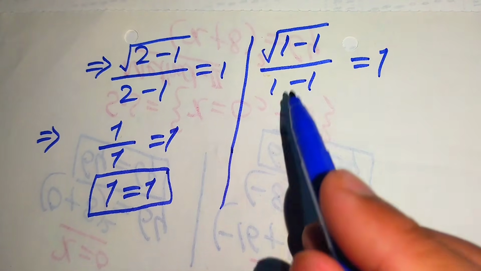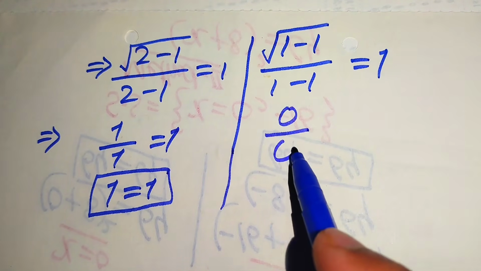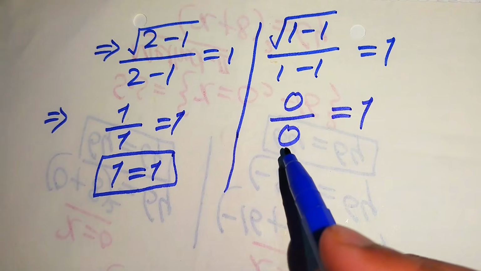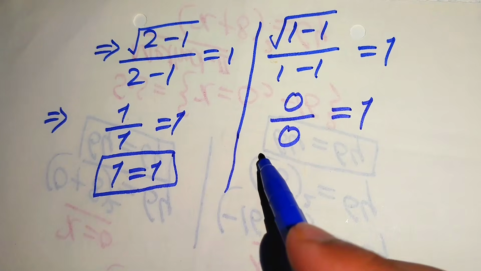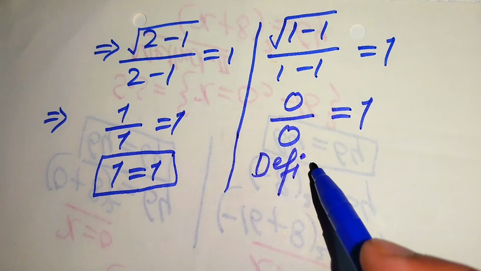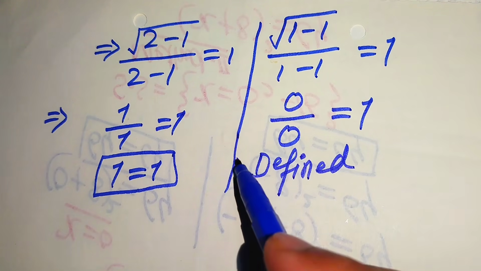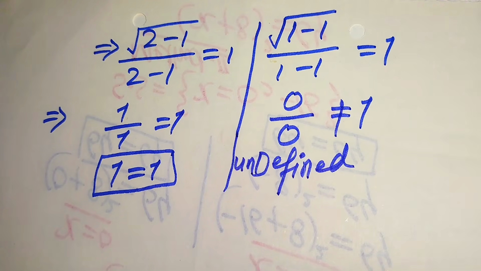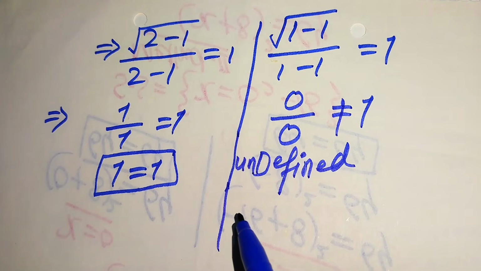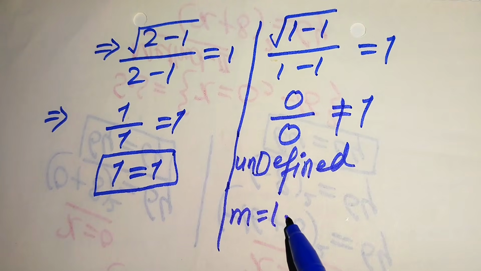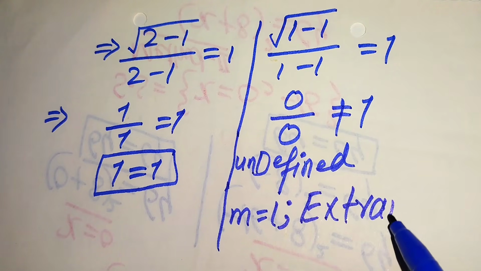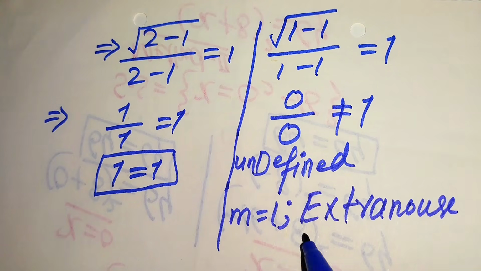And now here you see that 1 minus 1 becomes 0, so we have 0 over 0 equal to 1. This shows that our left hand side becomes an indeterminate form, or in other words we say that it is undefined. If this is undefined, this means that both sides are not equal, and if both sides are not equal, this concludes that the value m equals 1 does not satisfy our given question statement. So we call m equals 1 the extraneous root of the given equation.